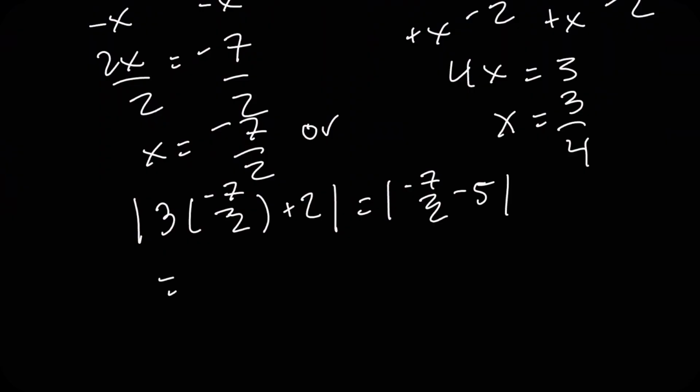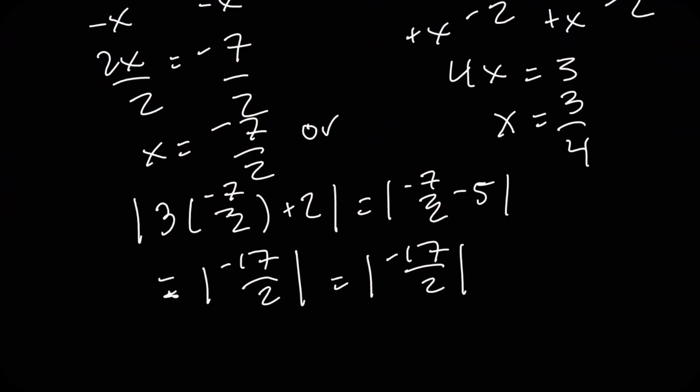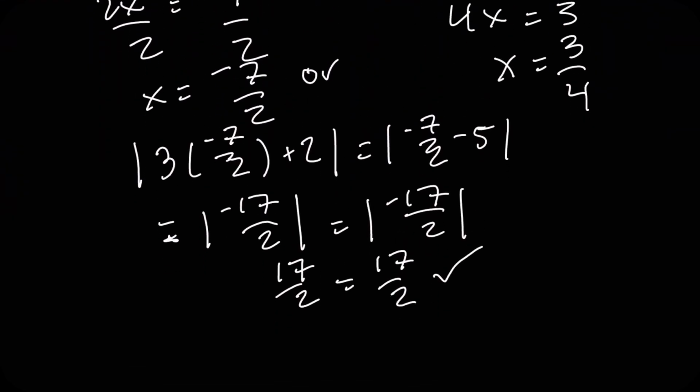So this will give us, easily simplifying here, a negative 17 divided by 2, and that's going to be equal to a negative 17 divided by 2, which makes sense because that'll just be 17/2 equals 17/2. So that one makes sense, and we can check our other one, which will be this 3/4.